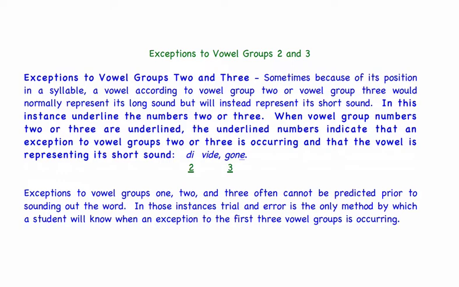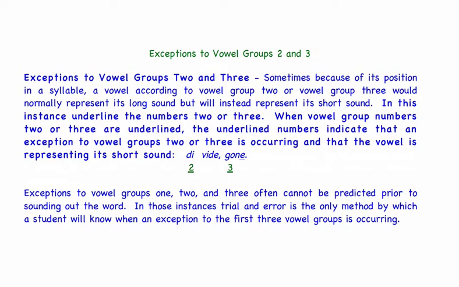Now, exceptions to vowel groups 1, 2, and 3 often cannot be predicted prior to sounding out the word. In those instances, trial and error is the only method by which a student can know when an exception to the first 3 vowel groups is occurring. So now I'm going to dictate words where you will experience exceptions to vowel groups 1, 2, and 3. We have 10 rows of words.